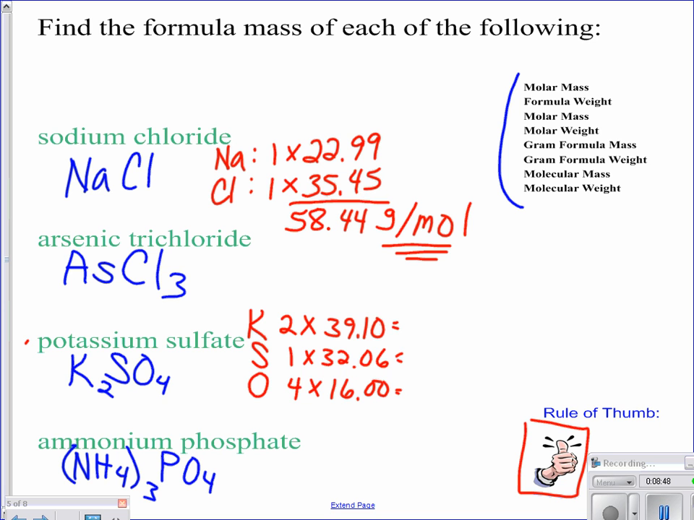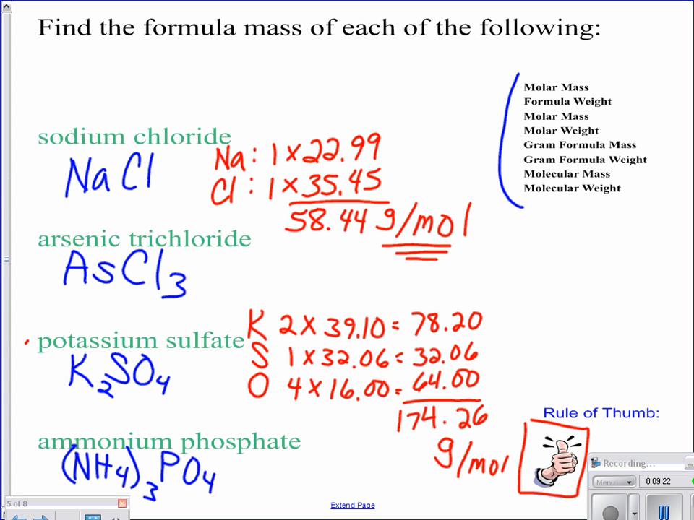We go through, and I do not have this in front of me. 39.10 times 2, what is that? Someone plug that in. 78.2. Okay, and here we've got 32.06 and 64. So then we just add it all up, and we get, someone might want to double check me, 174.26, and again, that's going to be in grams per mole.